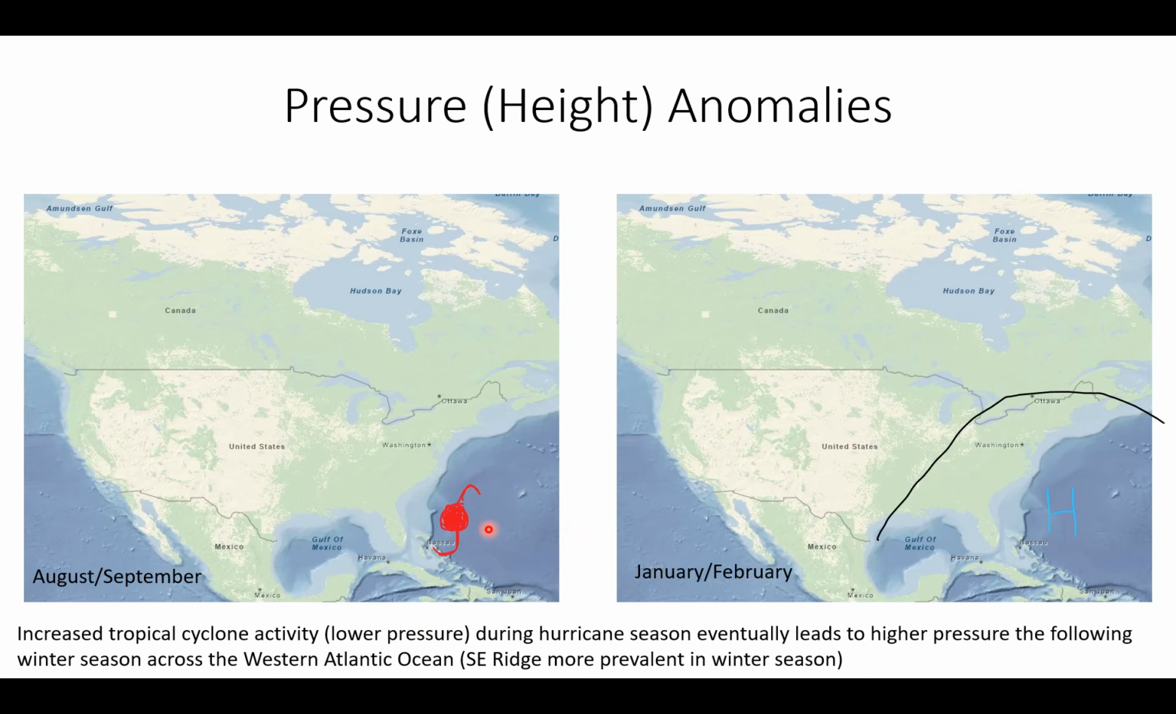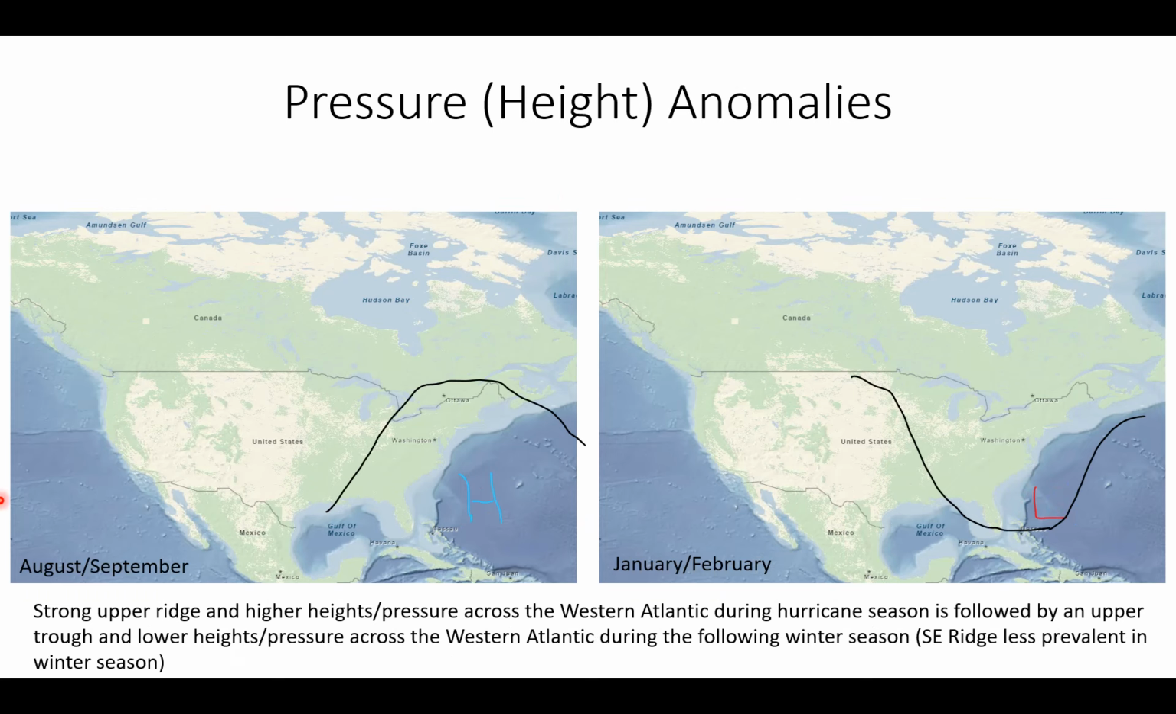Is there a relationship between the hurricane season in August and September and the following winter, January, February, and this pressure flip-flop? Let's keep going. All right, so now I'm flipping it. August and September, I have upper level high, height center. The Bermuda high is really strong.